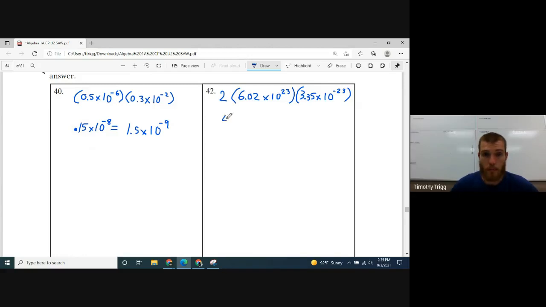Which is 40.334 times 10 to the power of what? Well, we want to add those powers together, right? So that's going to be to the power of 0, right? 23 plus negative 23 is 0. Well, 10 to the power of 0, well, that's just 1, isn't it? So we have 40.334 times 1, which is just 40.334.